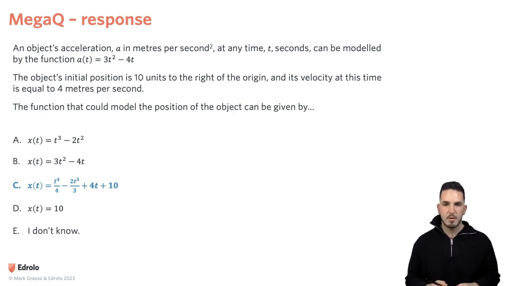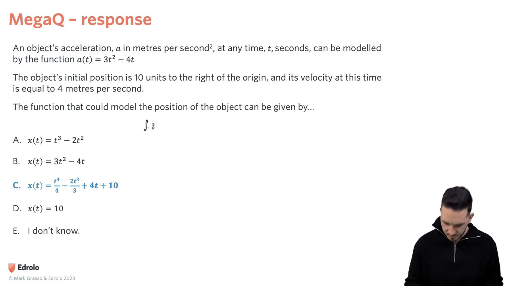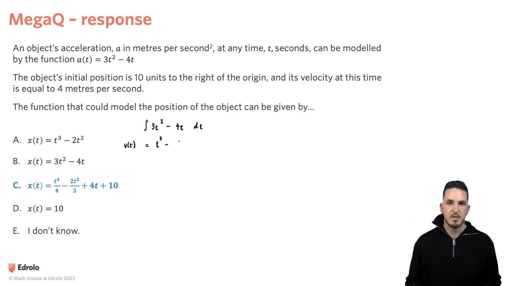Now let's look at this problem in a little bit more detail. So the first thing we want to do is integrate a of t. So we want to integrate 3t squared minus 4t dt. So this will become 3t cubed on 3, so just t cubed. So v of t is equal to t cubed minus 4t squared on 2, which will just become 2t squared, plus c.